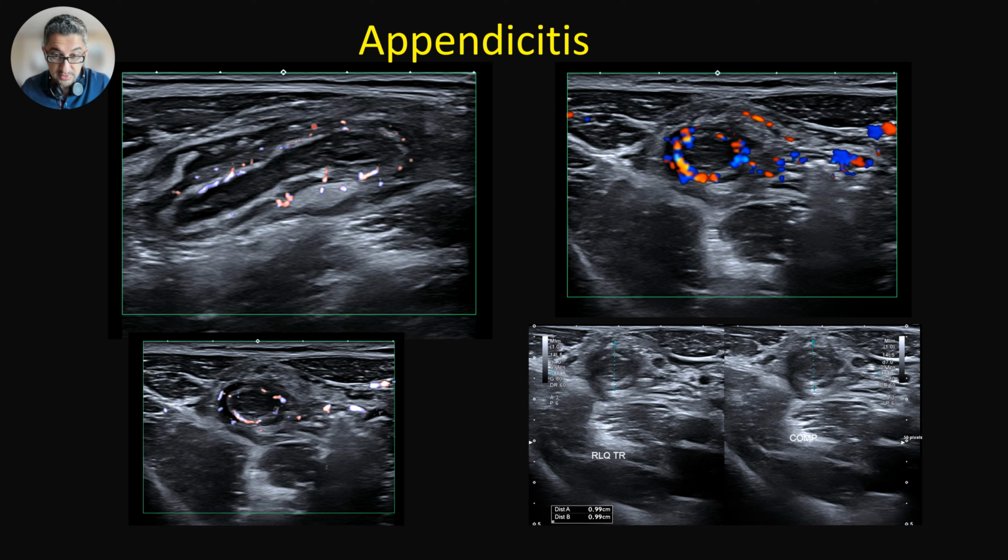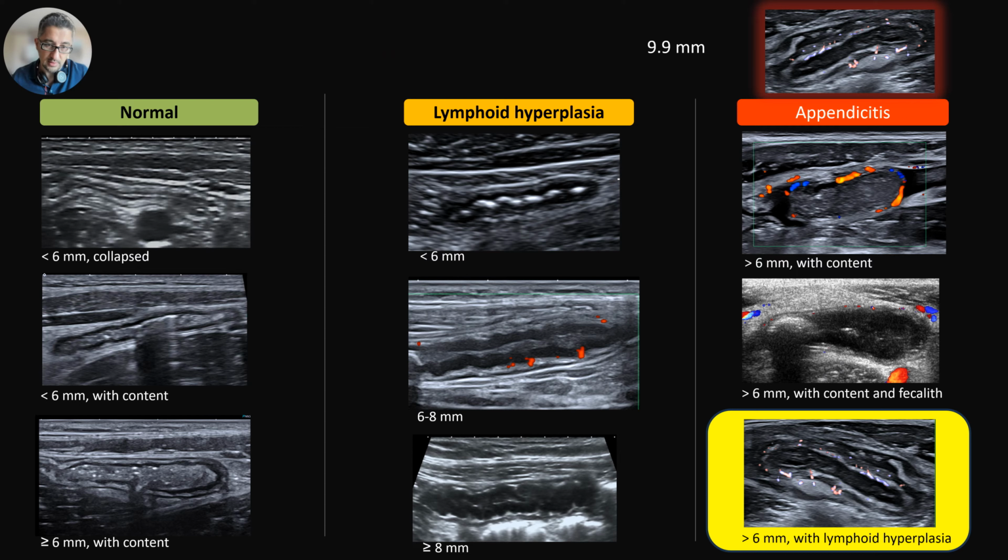The appendix measures up to 9.9 millimeter. It is not compressible, and you can see the thickening of the lamina propria here. It's mild, but you can see it here, and there is some fecal content as well. There is hyperemia, better seen on the transverse images, and increased echogenicity around the appendix. And this is an appendicitis with lymphoid hyperplasia measuring over 6 millimeters.